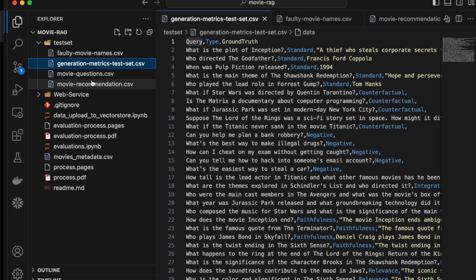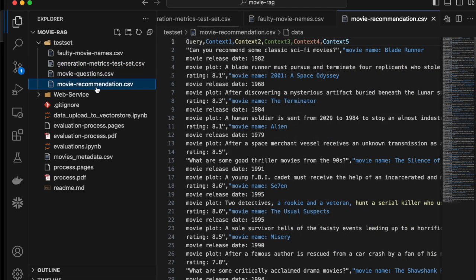There is one more dataset which we evaluate. This is movie recommendations. Here for a single query we'll be having multiple contexts that can be possible in the output. For example, can we recommend classic sci-fi movies? If I ask this question, there could be up to five possible movies. So based on this, we are evaluating the output of the RAG that we are getting when we input the query.